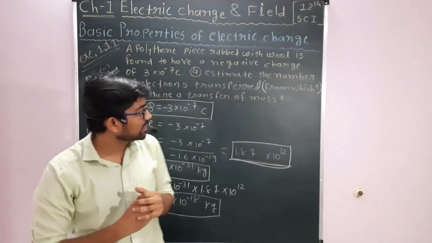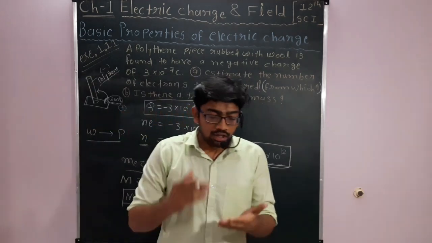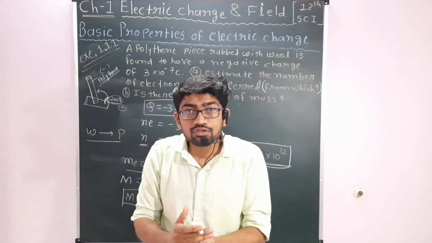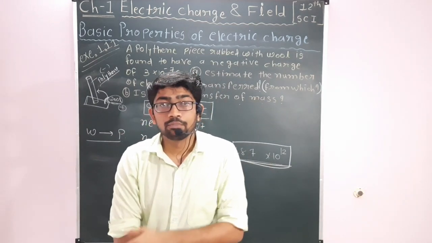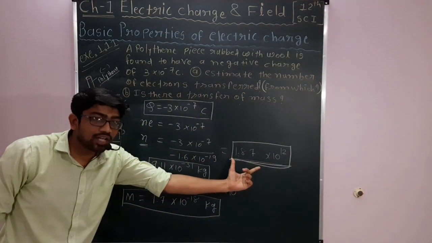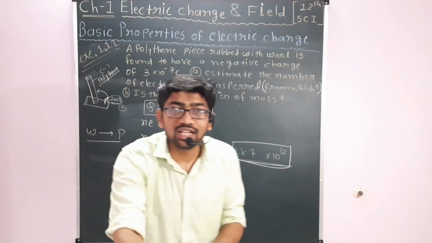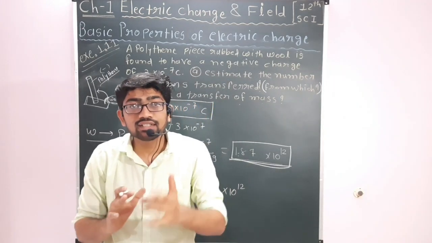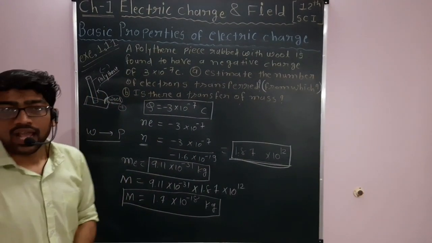After this example we can say that when a body gets negative charge, not only does its number of electrons change, but its mass also changes. It gains some electrons and its mass increases. And when a body donates electrons, it gets positive charge, but its mass is reduced. So this is one example of our exercise in NCERT.